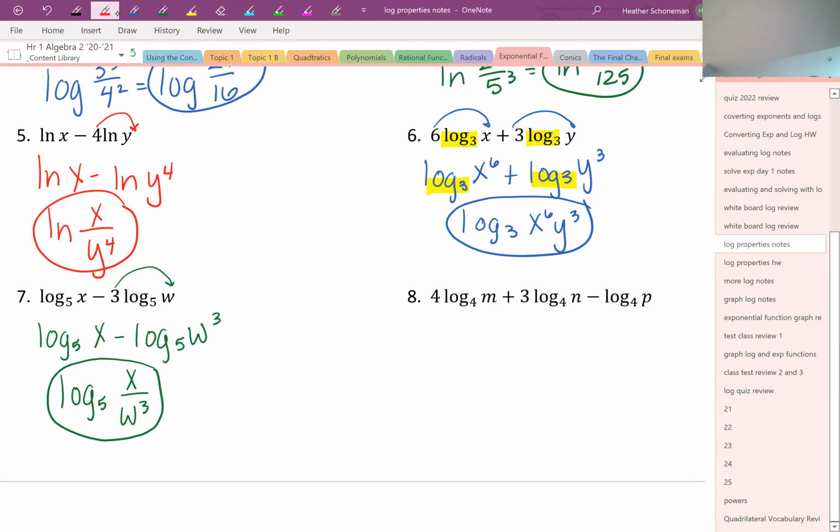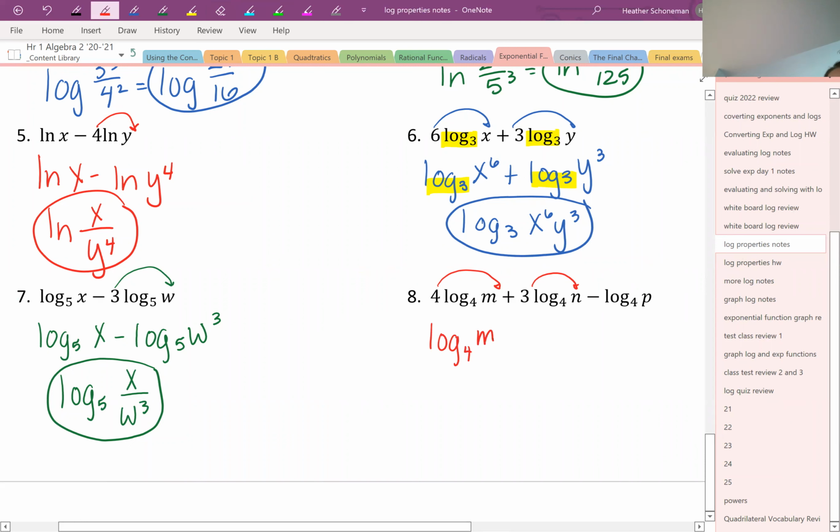All right, now 8 looks weird, but we're not going to stress about it because we know the rules. First things first, we're going to move our exponents. Oh, that one doesn't have exponents to move. Okay, so we move the exponents and we get log base 4 m to the 4th plus log base 4 n to the 3rd. We don't care what that base is, but as long as the base is the same for the whole problem, we can combine them. If the bases were different, we cannot combine them. Okay, it's like adding like terms.